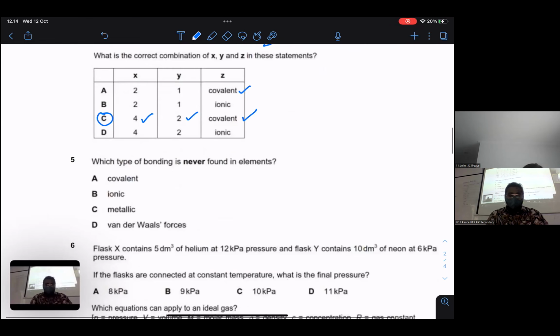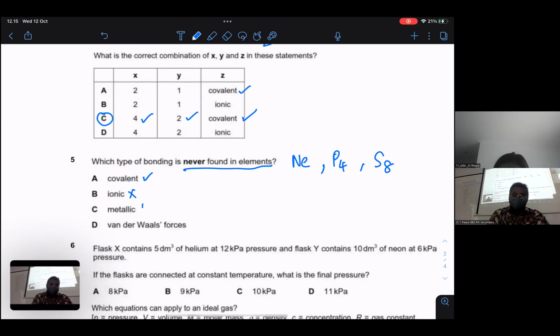What type of bonding is never found in elements? Please remember elements can be maybe neon. It can also be P4. It can also be S8. All these are elements also. If you look at P4, they have covalent bonding. Elements can have covalent bonding. They cannot have ionic, because ionic must be bonding between negative and positive ions. So cannot. Metallic bonding, yes. Let's say copper, that is going to be an element also.